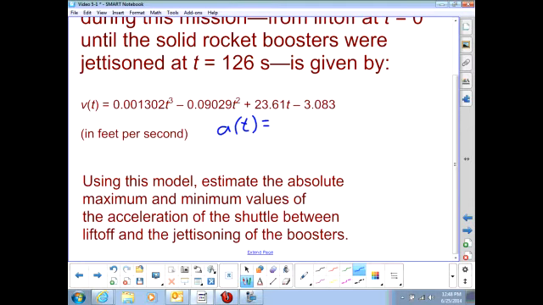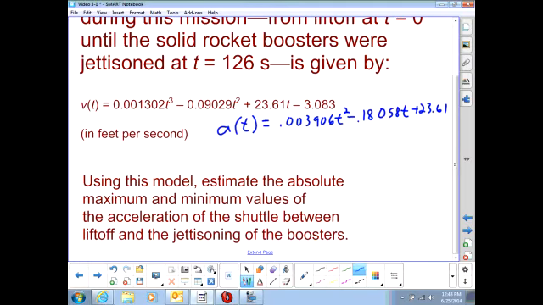So when we take the derivative, the 3 multiplies that part out front, and we'll end up getting 0.003906 t squared. The 2 will multiply that negative 0.09 number, and that'll give us negative 0.18058 t. And then 23.61 t will just be 23.61. And our constant's derivative is 0. So this becomes our acceleration function.